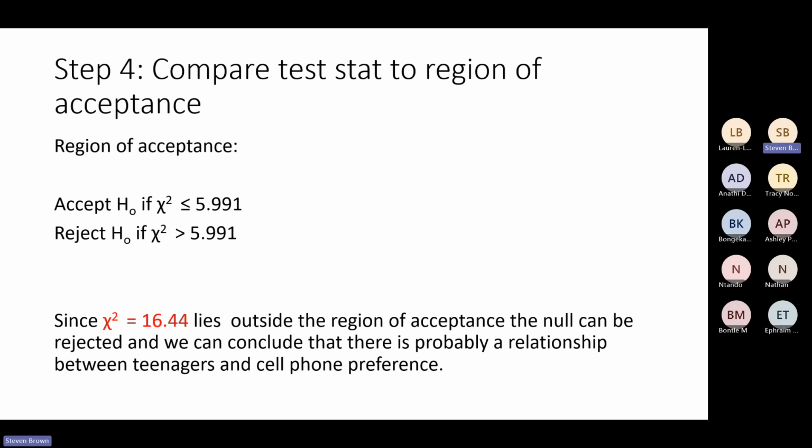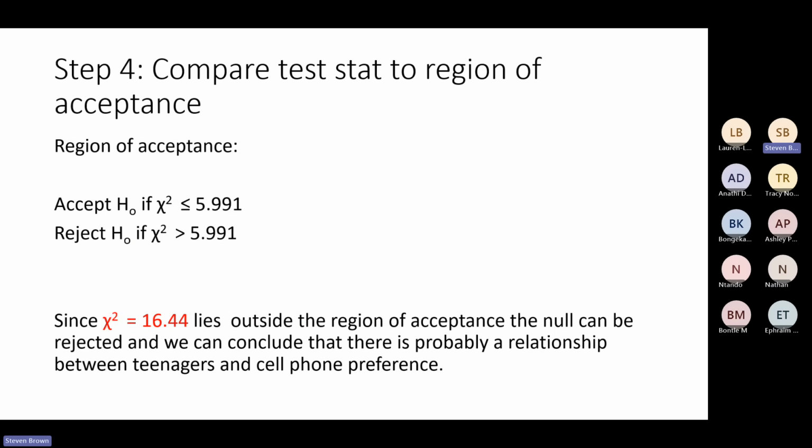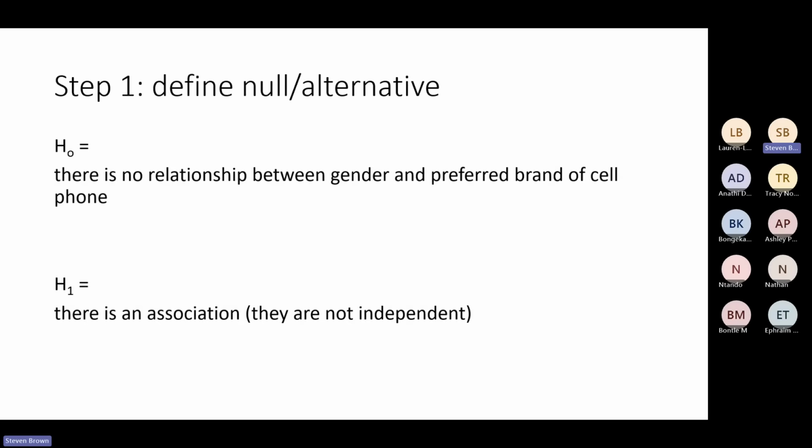Okay, so you got a big number, actually, 16.43. It sits well to the right of 5.99. Therefore, class, you can reject the null, where it lies well outside the area, and accept the alternative. Let's quickly say what the alternative was. Alternative: there is an association. They're not independent.